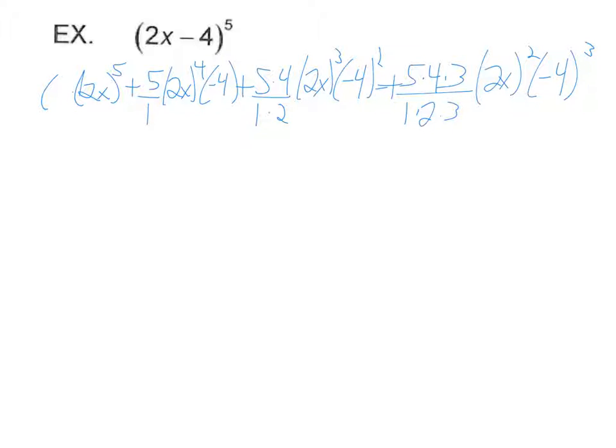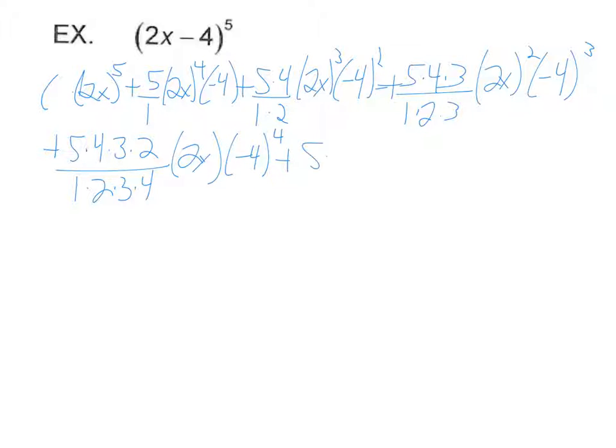Notice my exponents are adding to 5 every time, just like they should. 5 times 4 times 3 times 2 over 1 times 2 times 3 times 4. 2x goes down a power. Negative 4 goes up. And finally, 5, 4, 3, 2, 1 over 1, 2, 3, 4, 5. That last one will always all completely cancel out. Top and bottom. 2x is gone, negative 4 to the 5th.